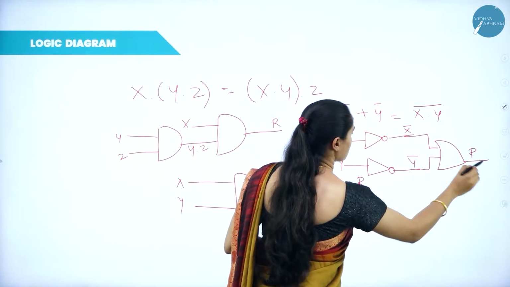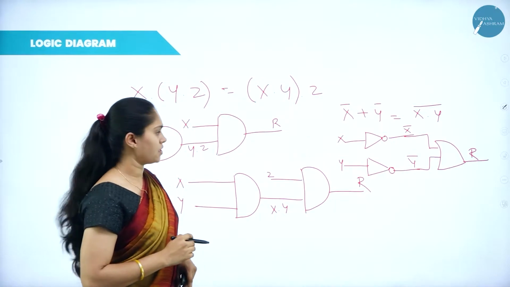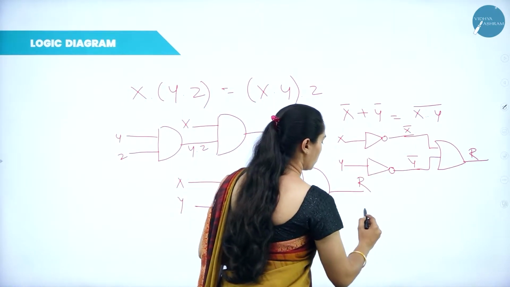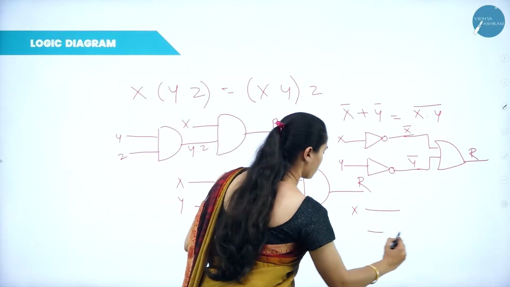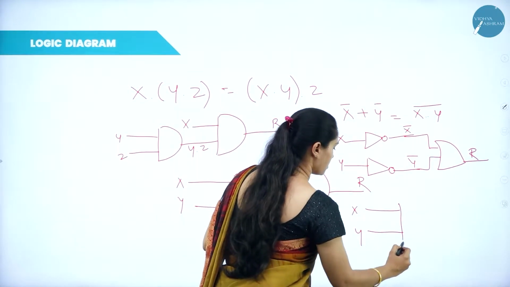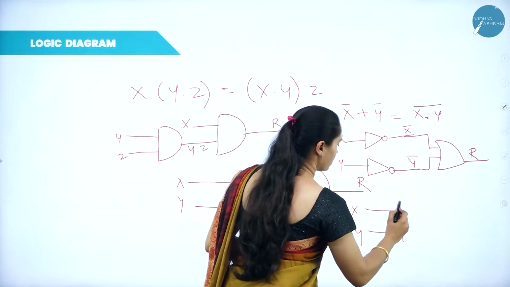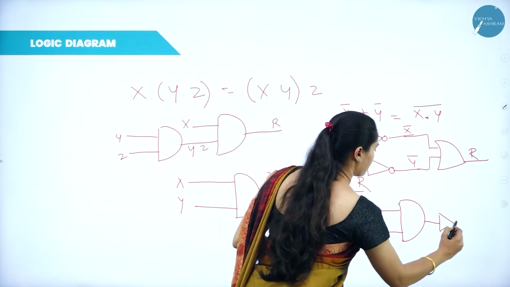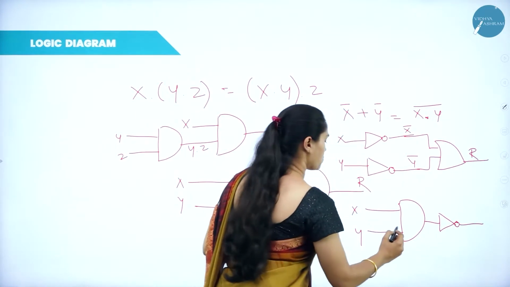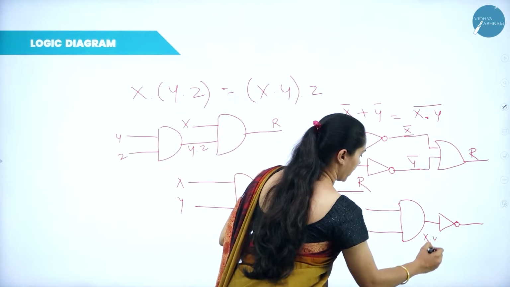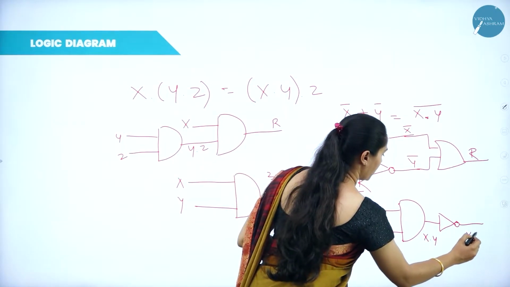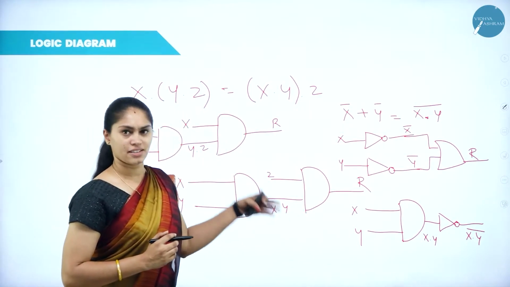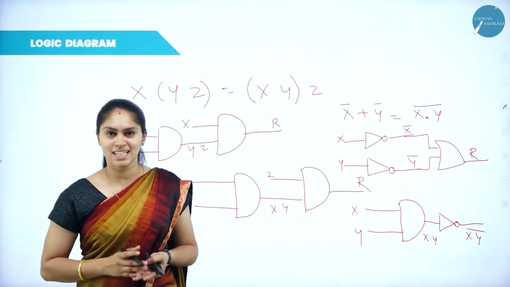So this will give us the resultant. Next, what is that? X dot y whole bar. Here I am going to take x and y. We have the AND operation here, and I will add NOT to it, then it will become NAND. So the output will be xy, and if I add the NOT gate, it will become xy whole bar. This will be the resultant. This is how we are going to write the logic diagrams.